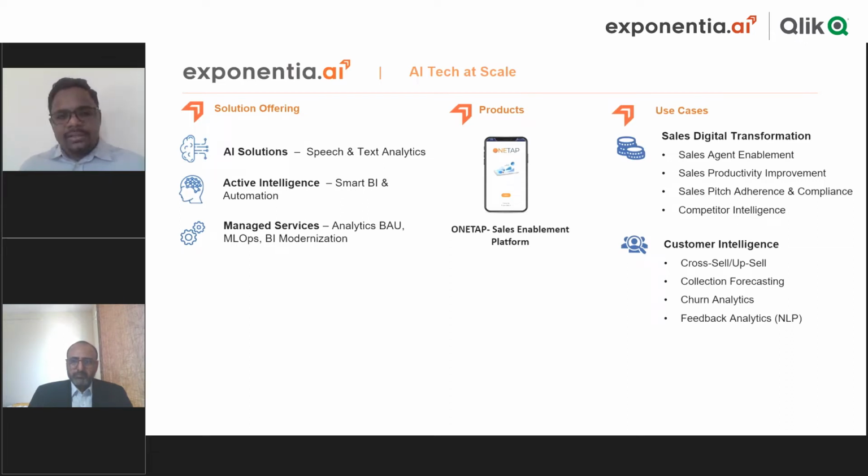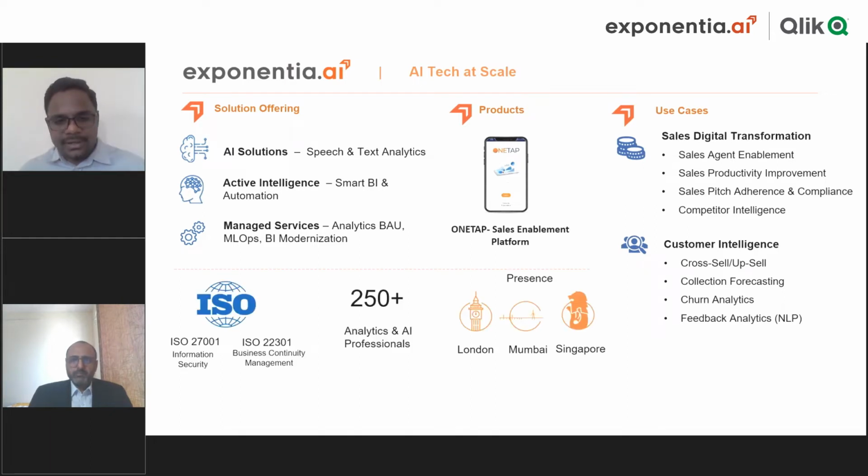On the customer side, we have several other use cases such as cross-sell, upsell, collection forecasting, churn analytics, and feedback analytics through NLP, which are some of the popular use cases. From a process point of view, we are a very strong organization in information security as well as business continuity, where we have ISO certifications in both of these areas. We are a 250-plus strong organization today, spread across leading business centers in the world, London, Mumbai, and Singapore being some of them. We are headquartered in Mumbai.